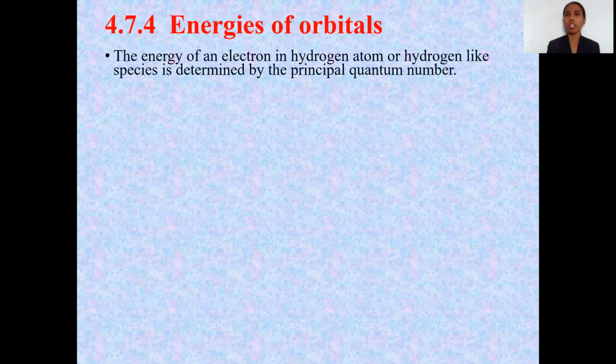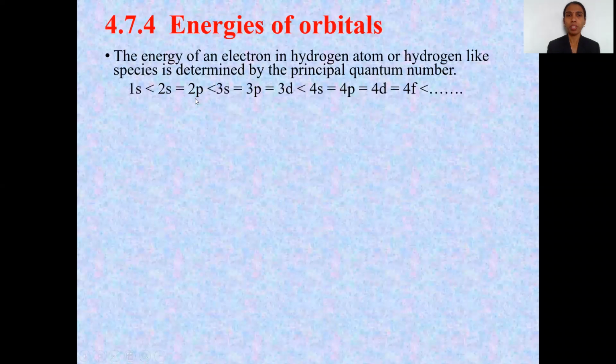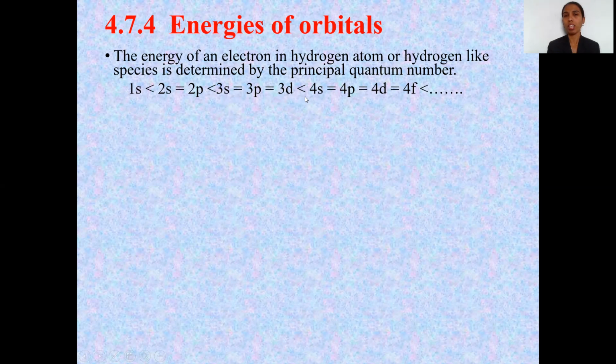Now, the energy of an electron in a hydrogen atom or hydrogen-like species is determined by the principal quantum number. Here we can see the series for the energy of the electron in a hydrogen or hydrogen-like species. 1s orbital has less energy than 2s. 2s and 2p orbitals have equal energy. Then 2p is less than 3s. 3s, 3p and 3d orbitals have equal energy. Then 3s, 3p and 3d orbitals have less energy than the 4s orbital. 4s, 4p, 4d and 4f orbitals have the same energy.